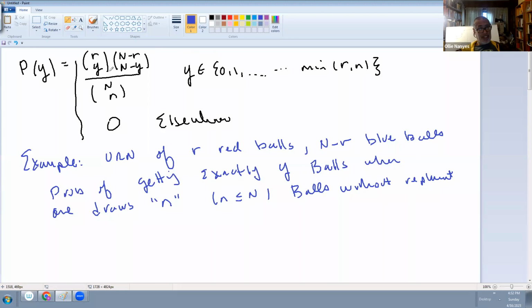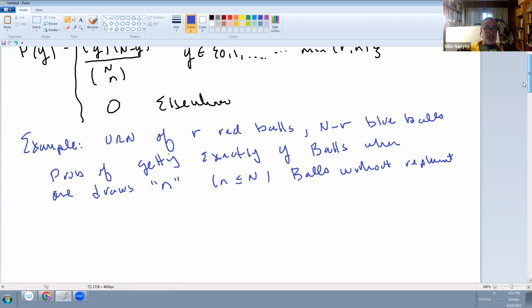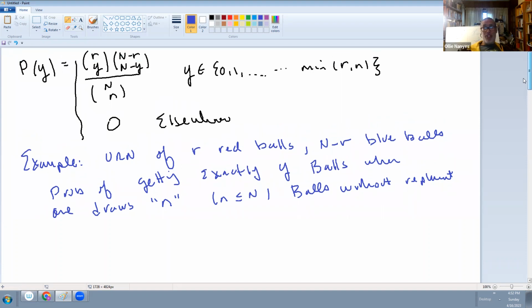And the understanding here is that the total number of ways to select small n balls from big N is the classic N choose n. And then the way you can get y red balls, well, there's a supply of R red balls. The way you can divvy them up is R choose y. And then there are this many that are not red, which is the number of ways of not getting the targeted red ball. So this is the distribution itself.